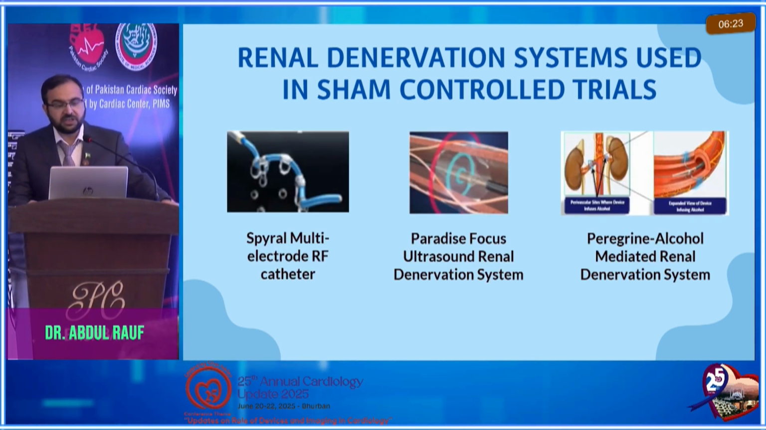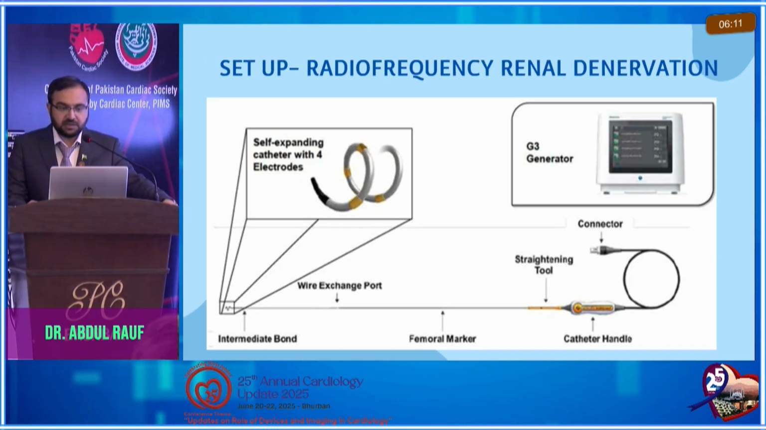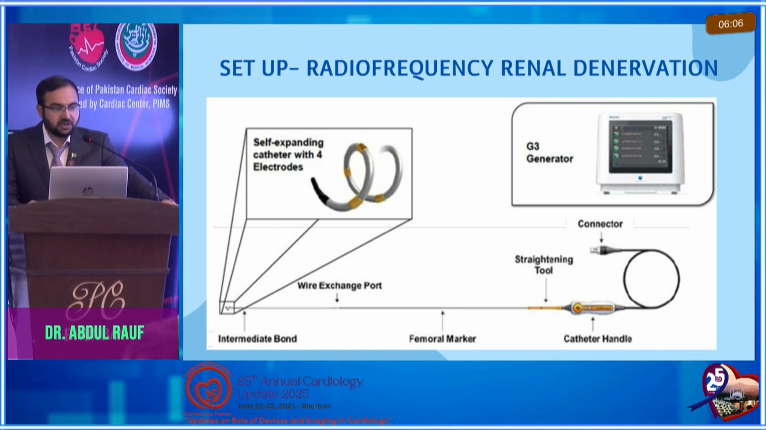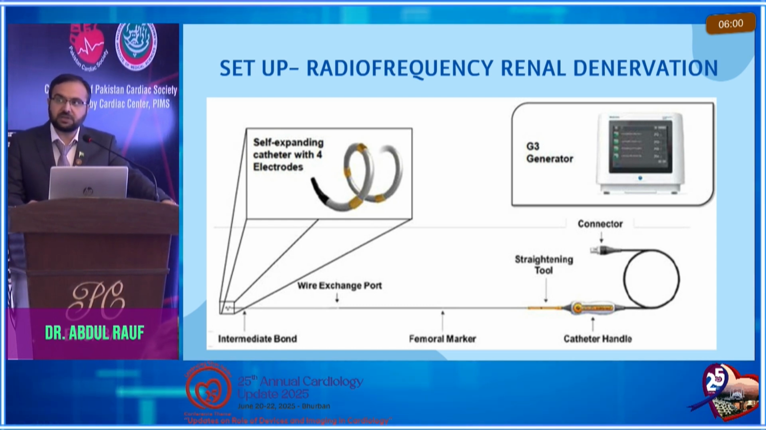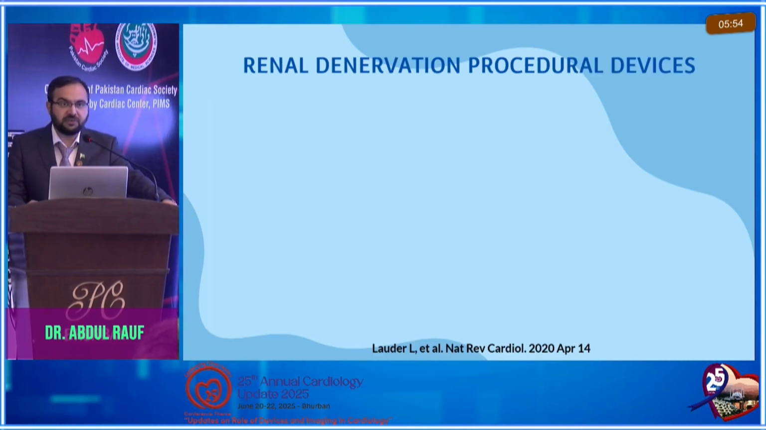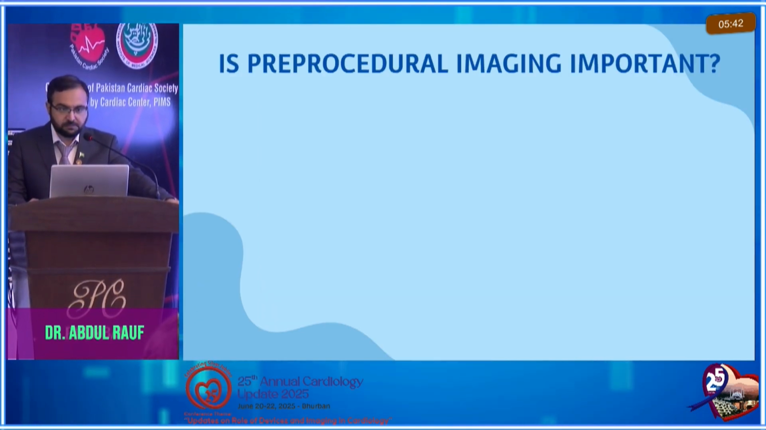There are 3 types of renal denervation: spiral multi-electrode catheters, the Paradise focused ultrasound renal denervation, and the alcohol-mediated renal denervation system. Nowadays, the recommended one is radiofrequency renal denervation, manufactured by many companies, but the Simplicity trial was conducted by Medtronic. They have generators and electrodes, and the approach is basically from the femoral route. This was the comparison of the 3 renal denervations, and we can see that radiofrequency has long- and short-term safety as well as efficacy.